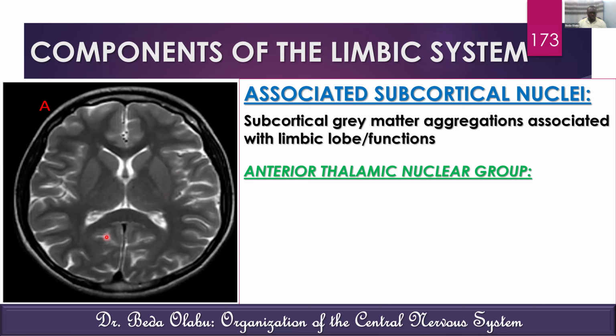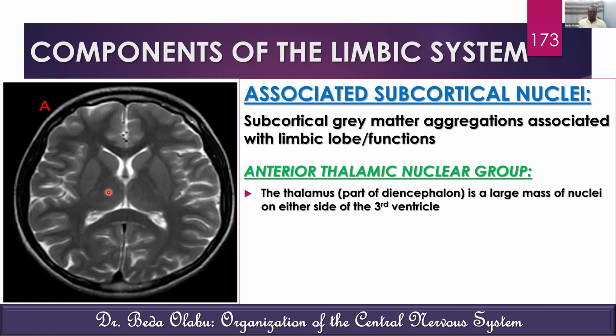So this is an axial section of the brain, an MRI image, what we call T2 MRI, because fluid is bright. So this is the caudate nucleus, its head in particular. This is lentiform. Those two are part of the basal ganglia. Posterior and medial to that is this large mass of nucleus, which is the thalamus. So you can see we have two aggregations. So we have a right and a left thalamus. The thalamus is part of the encephalon, and it's actually a large mass of nuclei on either side of the third ventricle, which is this slit.